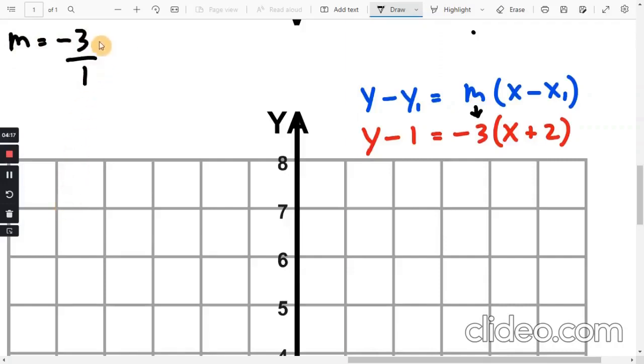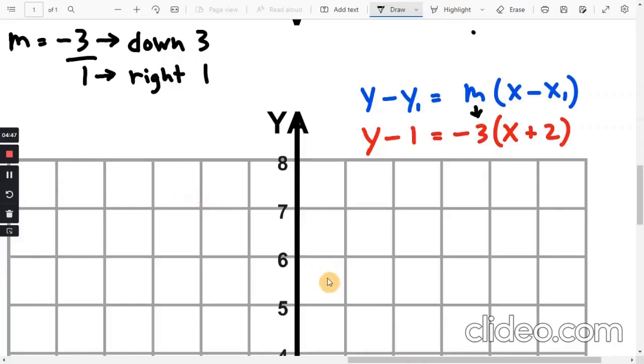Now that slope, the numerator is the change in y. So negative 3 means it goes down 3 units, and the denominator is the change in x. So positive 1 means it goes right 1 unit. Okay, so down 3, right 1, or you can do the exact opposite, up 3, left 1. It's the same thing.